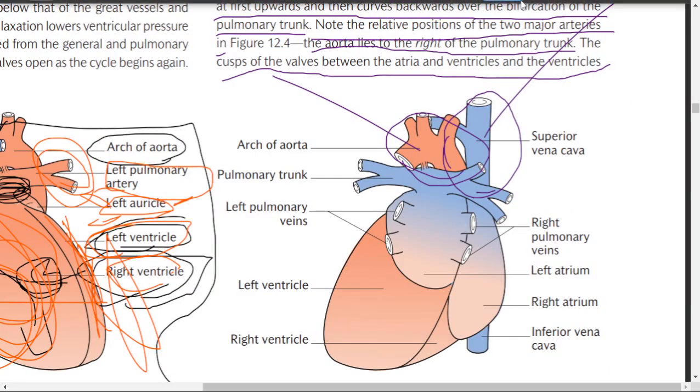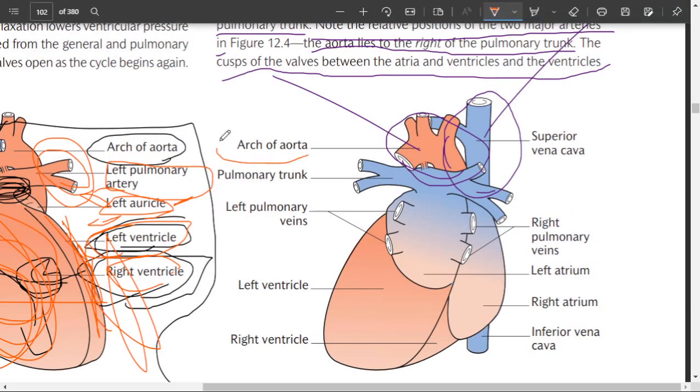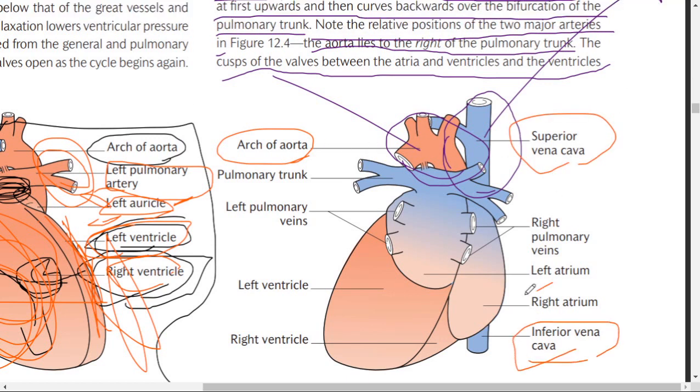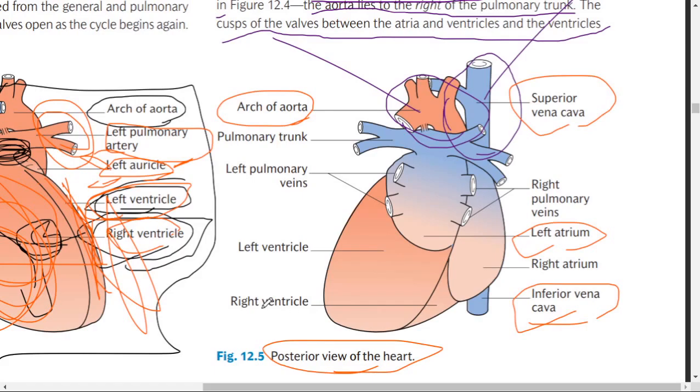In the next picture, we have a very nice picture here showing us the arch of the aorta and the superior vena cava, inferior vena cava, and the left atrium. This time it's a posterior view of the heart, as we can see here. Of course, next we have the right ventricles, etc.